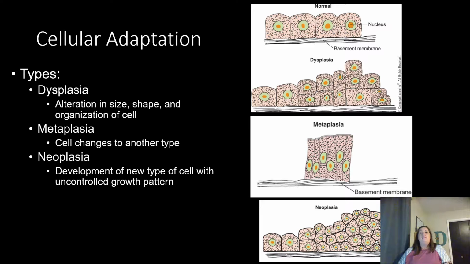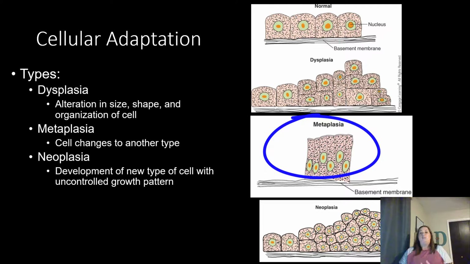The middle one here is metaplasia. Metaplasia is where the cell changes to another type. Now, because we have 4 types of tissues, this doesn't mean that it goes from epithelial to connective or changes from epithelial tissue to muscle tissue. It's going to stay within its normal classification, but it's going to change based on the environment.